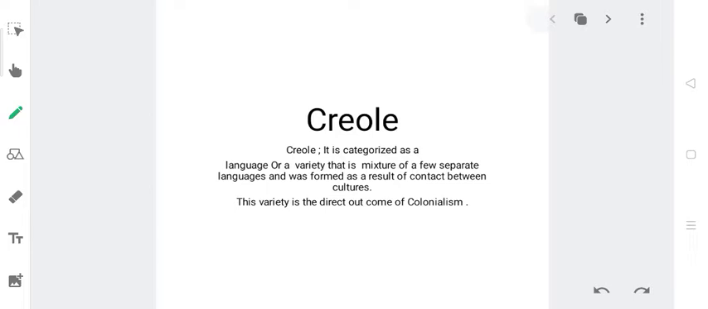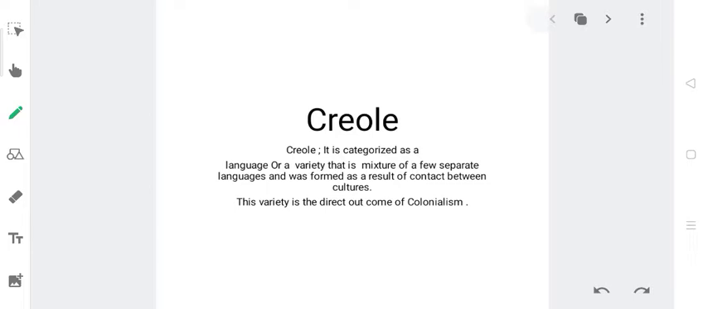Basically, Creole is a category of language, or a variety, that is a mixture of a few separate languages and was formed as a result of contact between the people of two different cultures. This variety is the direct outcome of colonialism. We can define Creole as a language that arises from the contact between people who speak different languages, and a new language emerges which contains features of both.